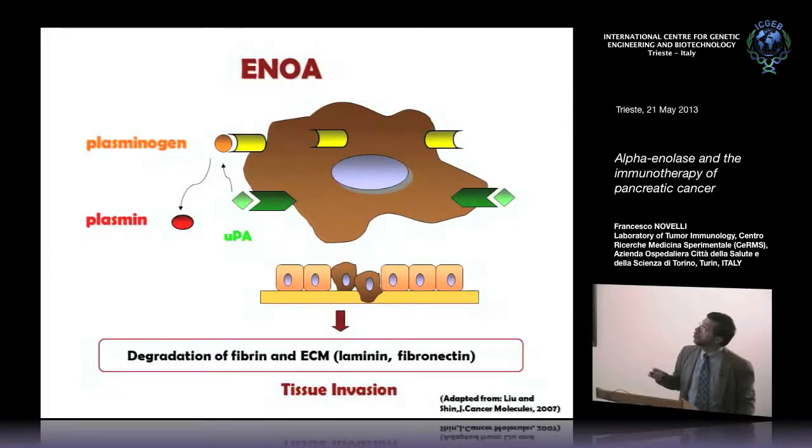we want to discuss is the role of alpha-enolase in binding plasminogen, because enolase can be expressed on the surface of the cells, can concentrate plasminogen and allows urokinase plasminogen activator to activate plasminogen, transforming it into plasmin, and activating the pathway that leads to the degradation of fibrin and extracellular matrix through the degradation of laminin and fibronectin. So all these phenomena lead to tissue invasion and also to metastasization.